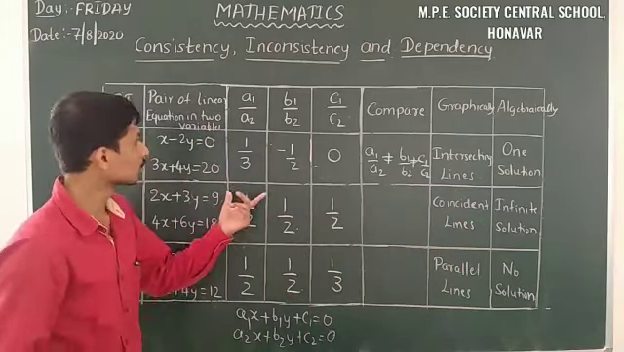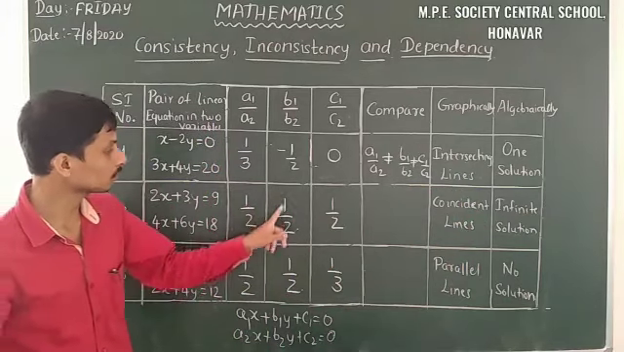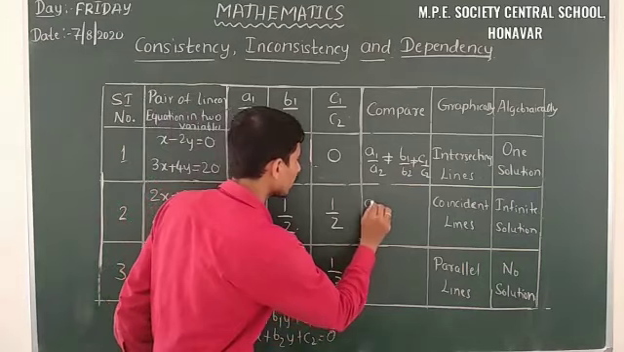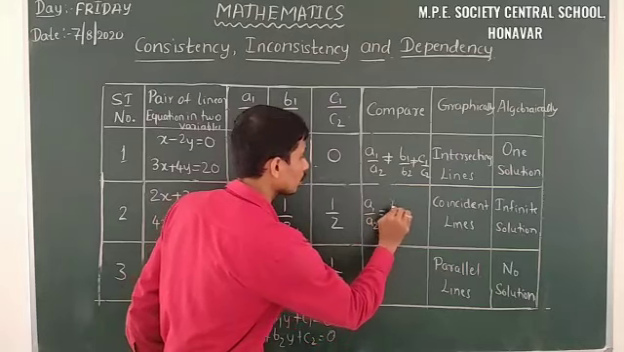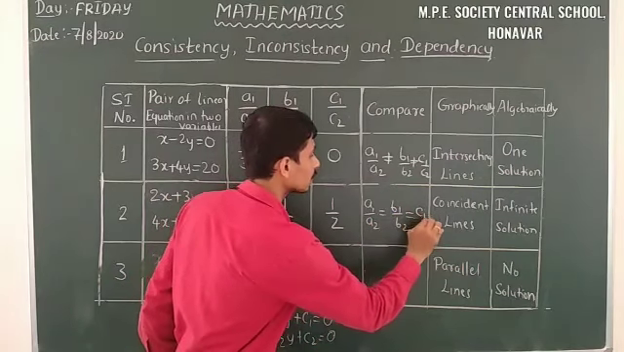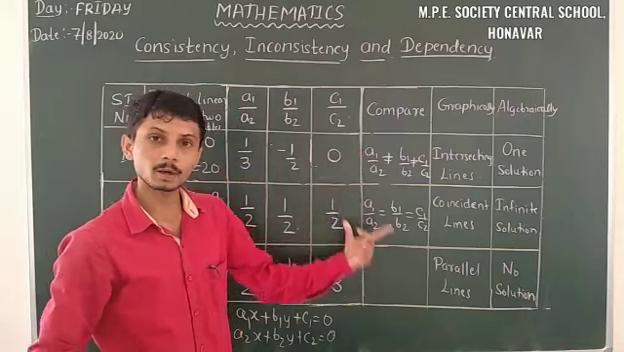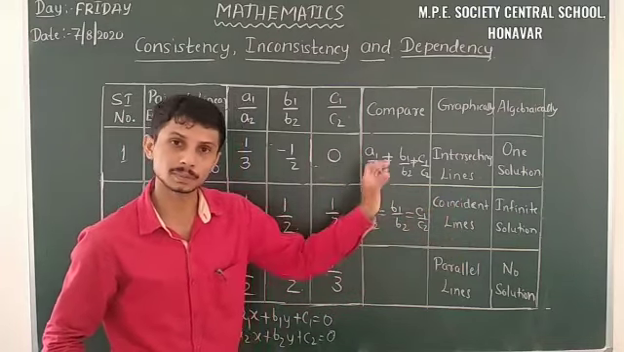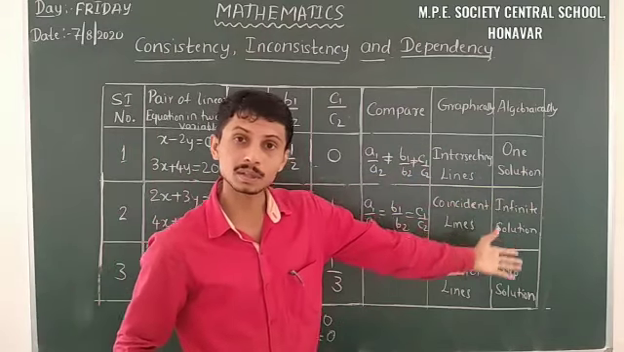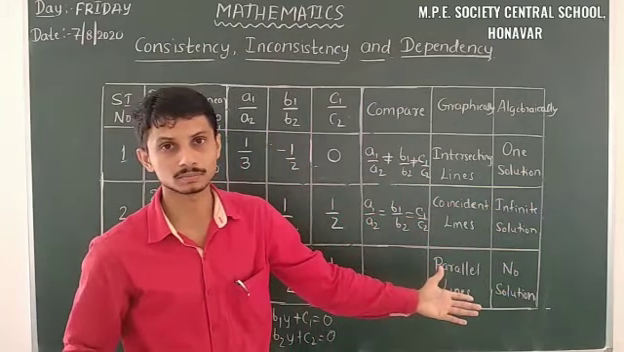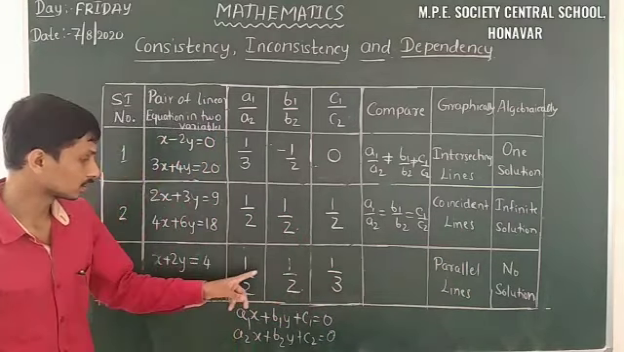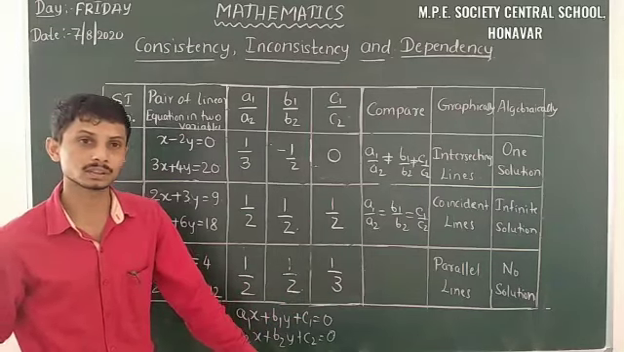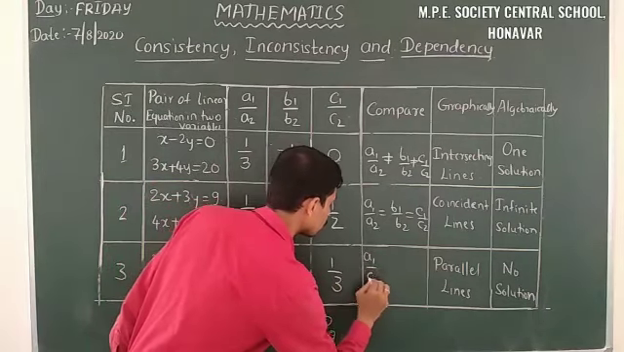Then let us come to the next point here. It is 1 by 2, here 1 by 2, 1 by 2. All the ratios are equal here. So that means 1 by 2 is equal to b1 by b2 is equal to c1 by c2. When the pair of linear equations holds this condition, there must be coincident lines. So there may be an infinite number of solutions. Then let us come to the next point. Here a1 by a2 is equal to b1 by b2, but not equal to c1 by c2.